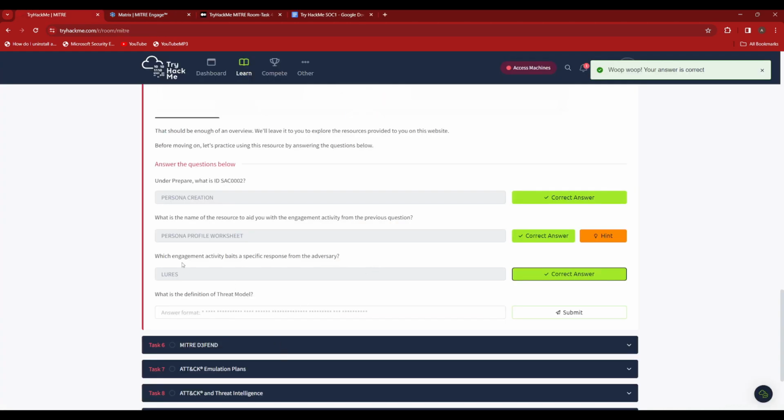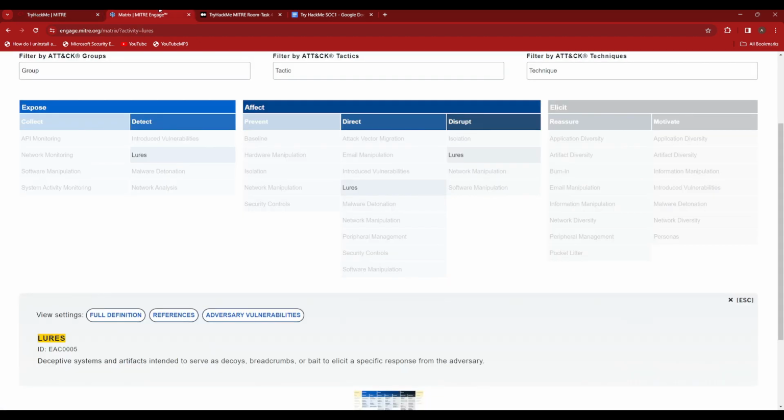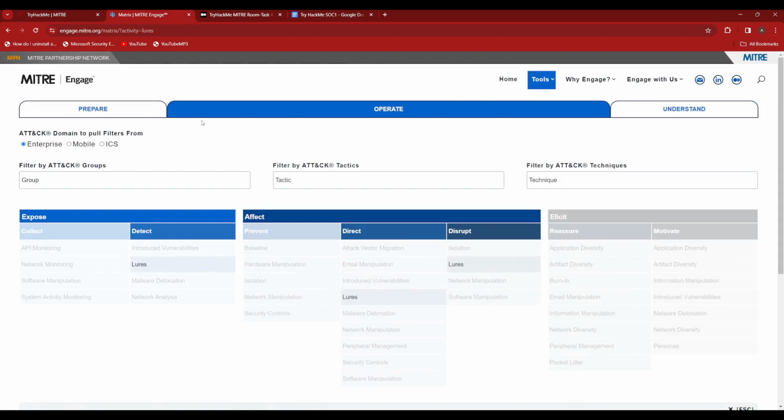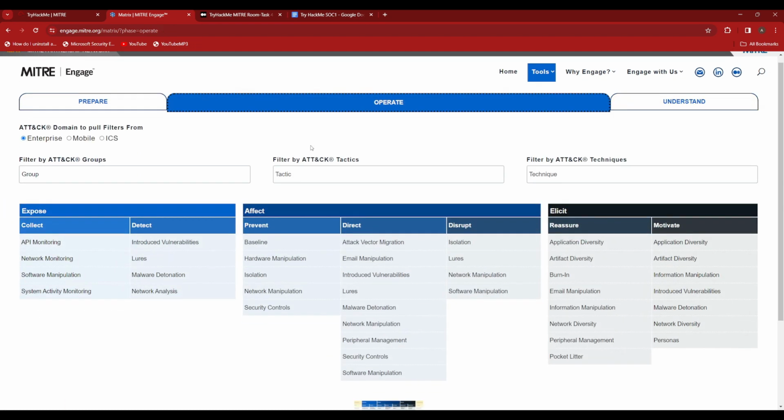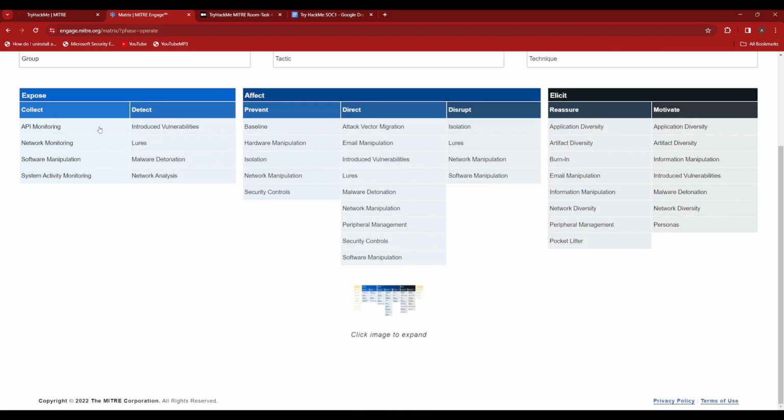For the next one, looks like which engagement activity baits a specific response from the adversary. So I went on the operate section. I checked prepare and understand already. But I went to operate and I was checking through a couple of these.